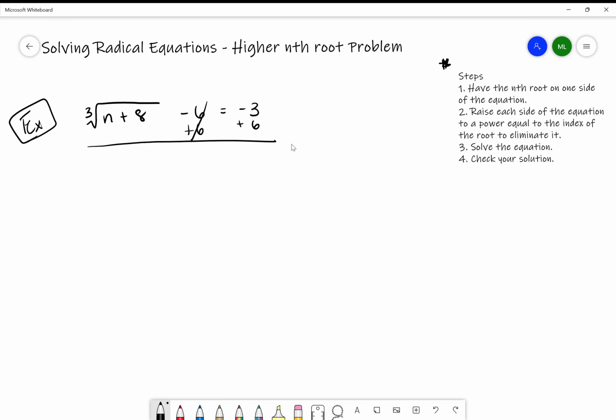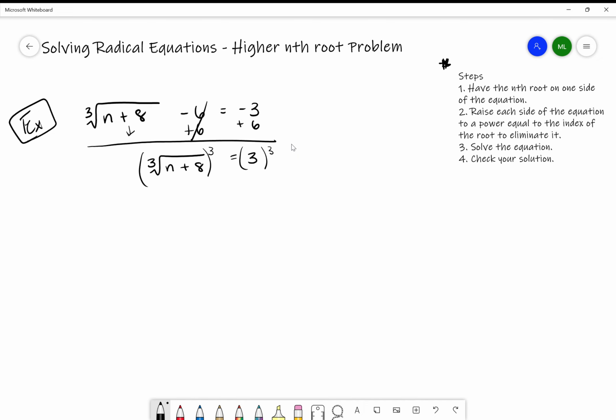This goes away, so negative 3 plus 6 is 3. And you bring down your cube root. That stays the same, it comes down as it is. So now you have your radical on one side and the 3 on the other side. It's the cube root of n plus 8. This cube root, I need to raise it to the power of that cube root, so this is 3, so I will raise it to the power of 3. And what you do to one side, you also do to the other side.